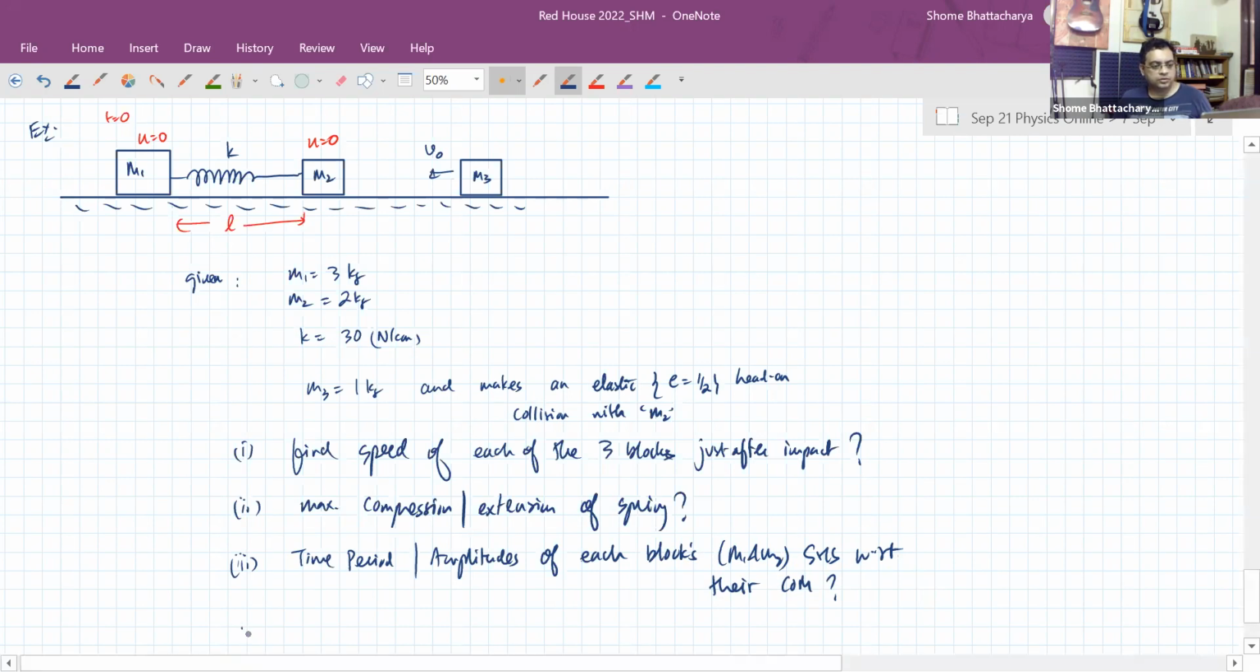And one more interesting thing we can do is find the maximum and minimum speed. So this will be a little bit challenging. Maximum and minimum speed of M1 and M2, but not in the center of mass frame, in the ground frame, anytime after impact.